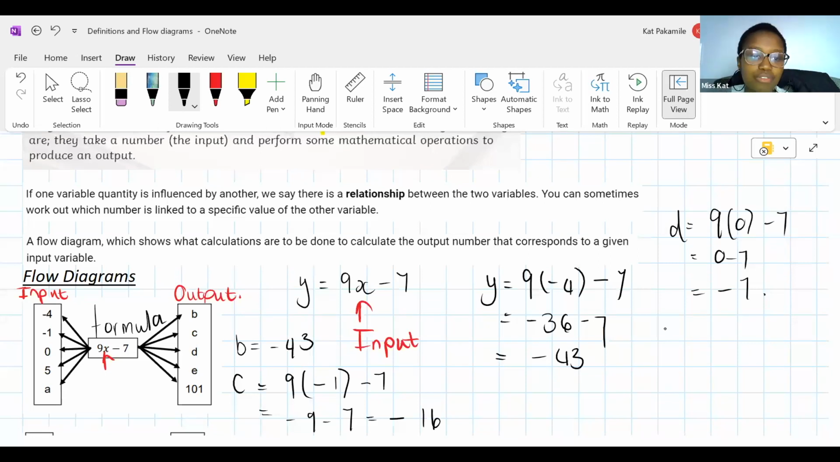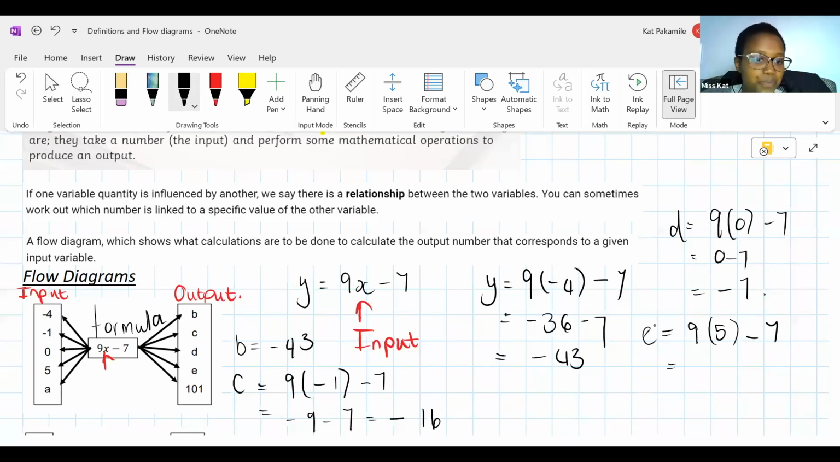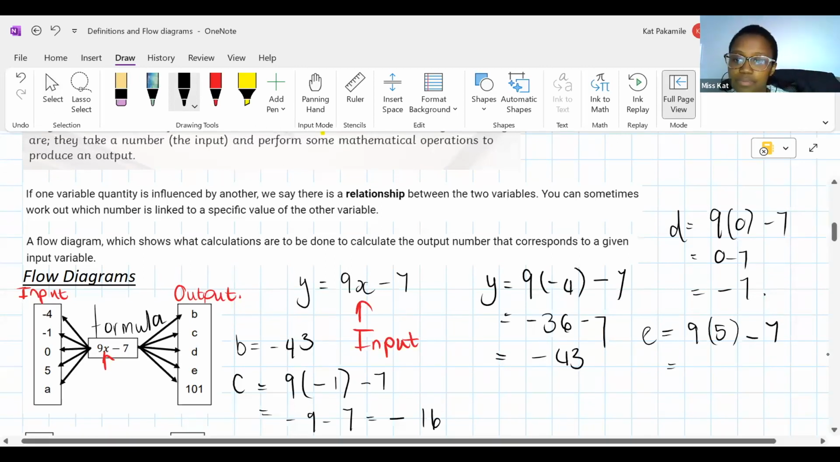Wonderful. Now let's work out E. Does anyone have an answer for E for us? Eddie, do you have an answer for us or a question? Ma'am, E is negative 38. It's just 38. Just 38. Okay, what was our input for E? It was 5. So we have 9 times 5 minus 7. And what is 9 times 5, Eddie? It will be 45. If you subtract 7 from that, it is indeed 38.